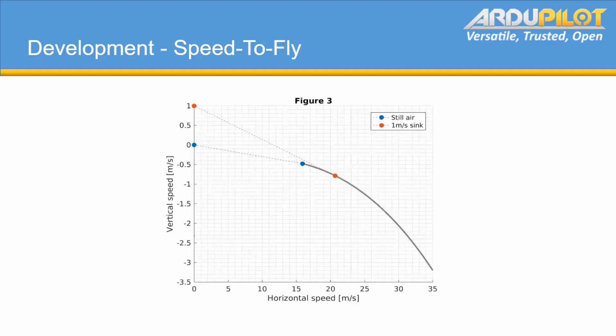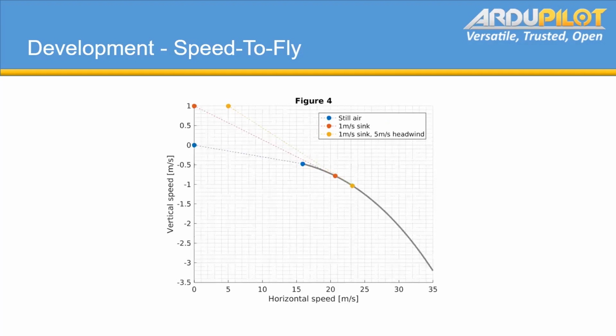But usually, to simplify the diagrams, rather than redraw the drag polar, the glide polar, we just draw this intercept to a different point on the graph. So rather than drawing the intercept line through the 0 point, we draw it through the vertical point corresponding to the level of sink. We get the same result. That 21 meters per second is the best speed to fly at.